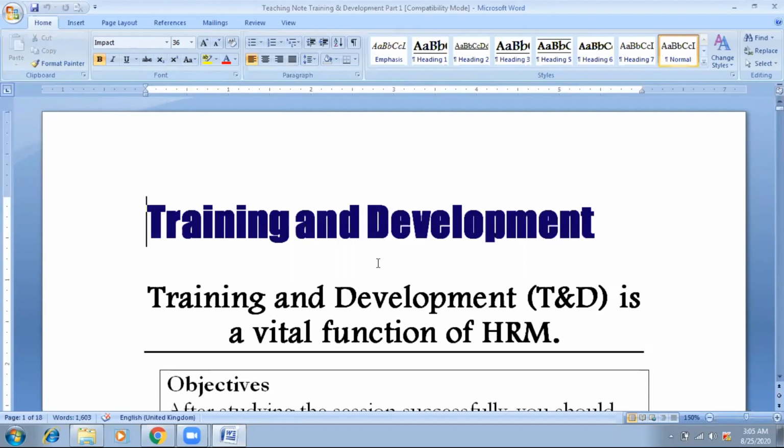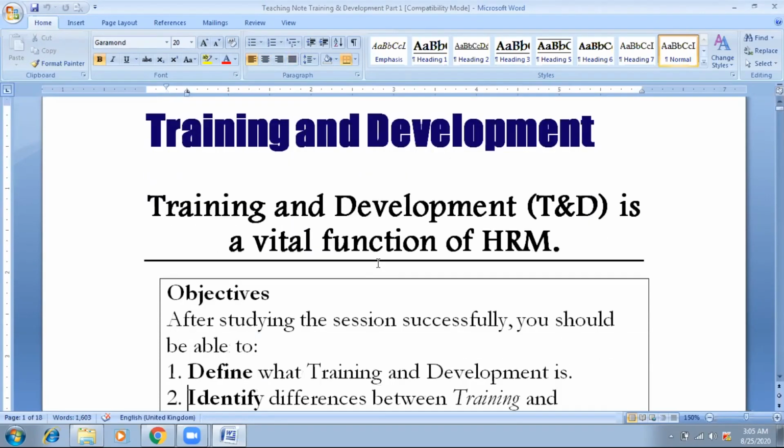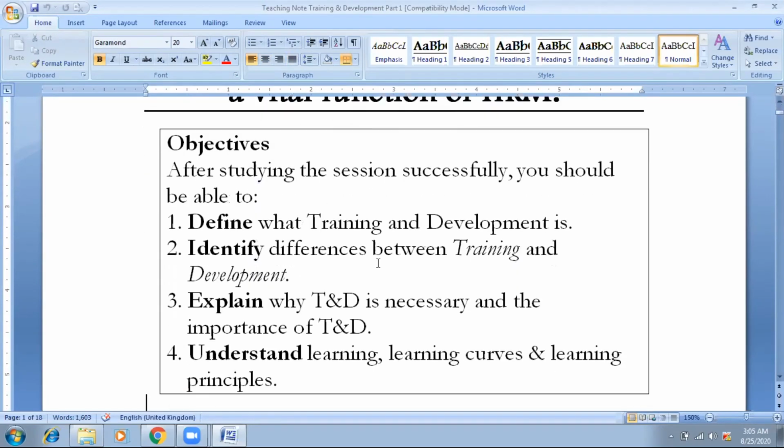Today's session is on training and development. Training and development, T&D, is a vital function of human resource management. So these are the objectives. Indeed, I expect to do 2 sessions on training and development. This is the first session. Objectives relating to the first session are 4. So you can see now the 4 objectives which are expected by me from you to achieve.